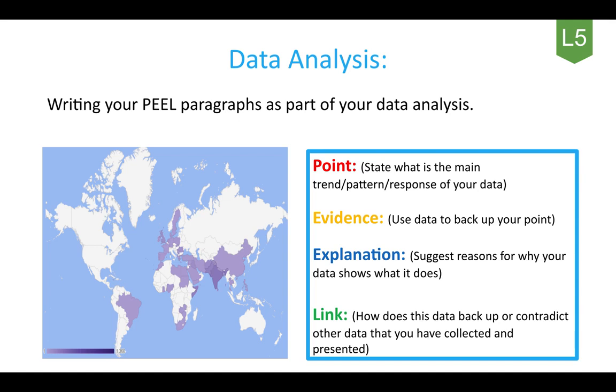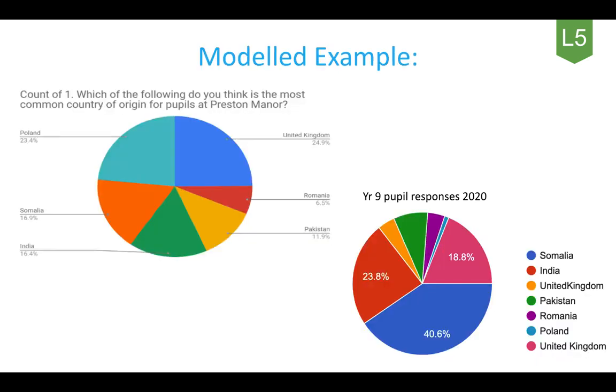And then we're going to link this to another piece of data. And actually, linking this particular graph would be very easy with the perception data we collected. Let's look at that first question we collected in terms of the survey. The first question we asked was, which of the following do you think is the most common country of origin for pupils at Preston Manor?